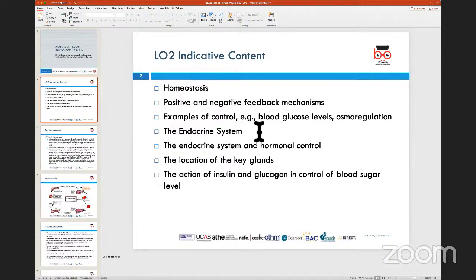Now, when we look at the contents of learning outcome 2, we are first going into details of what is homeostasis. We look at what the body's internal environment is. We look at why the process of homeostasis provides positive and negative feedback mechanisms, and what these mechanisms are. We study this through the examples of blood glucose level and osmoregulation. We'll then relate it to the endocrine system and hormonal control. And then we look at the location of different glands of the endocrine system in the body and why they are located in different positions.